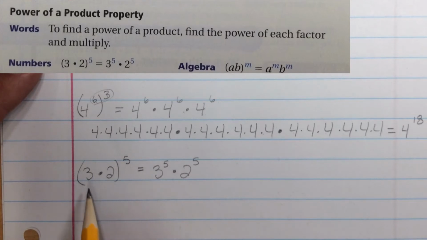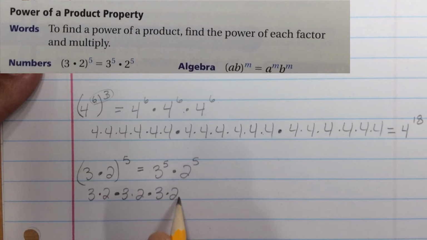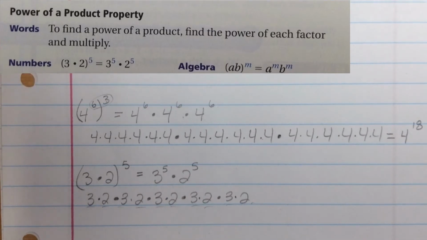But here, if we wanted to prove this to ourselves, remember this is 3 times 2 to the fifth power, which would be 3 times 2 times 3 times 2 times 3 times 2 times 3 times 2 times 3 times 2. And notice I wrote 3 times 2, 5 times. Now I can reorder these things, and I've got 5 3s there, so 3 to the fifth power, and 5 2s, so 2 to the fifth power. So those are the three properties we're going to talk about: product of powers, power of a power, and power of a product. And let's look at the examples they gave us.